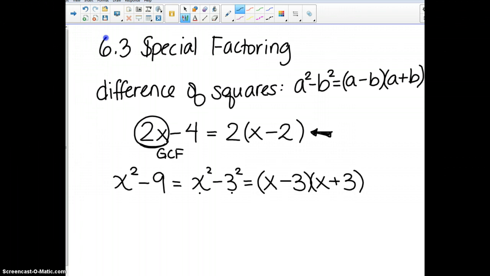If you wanted to check, FOIL that back out, combine your like terms, and you're going to find out that we get the x squared minus 9 that we started with.